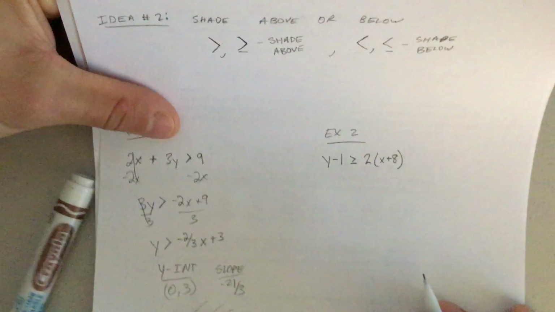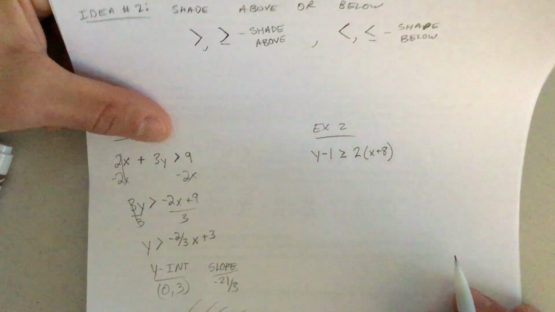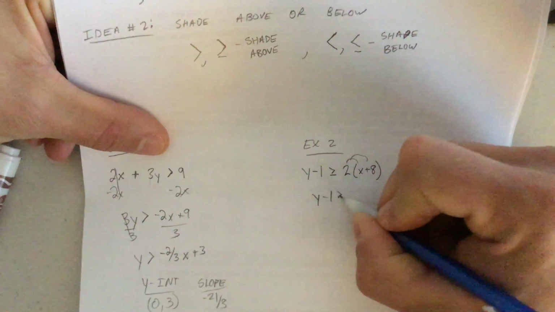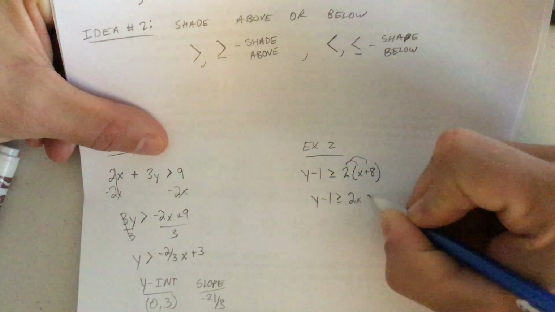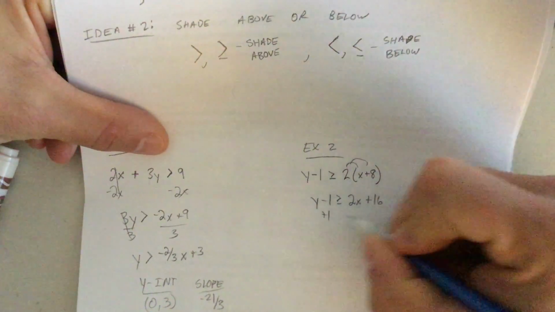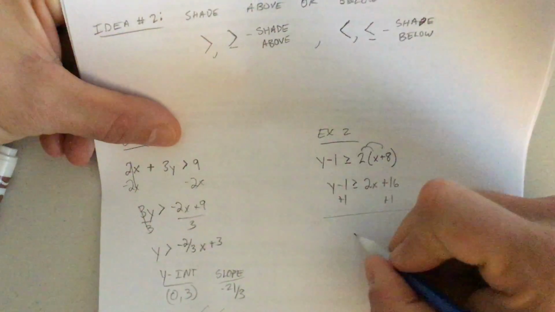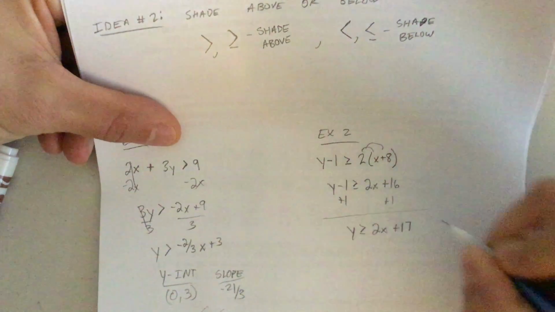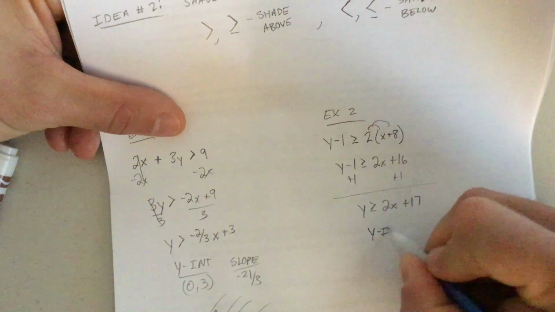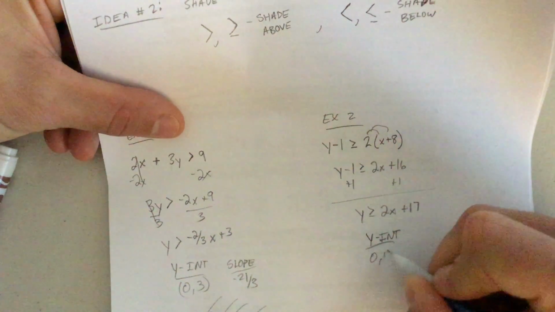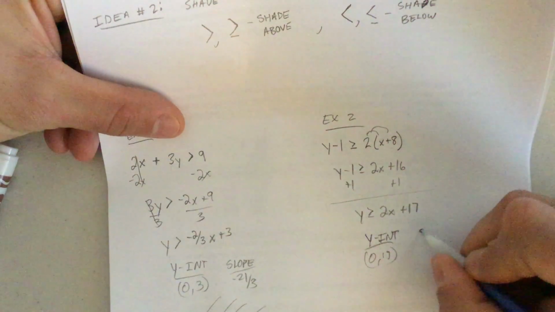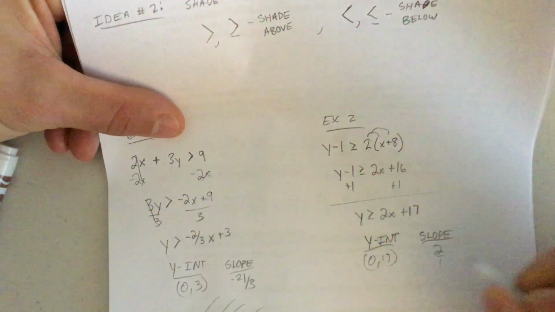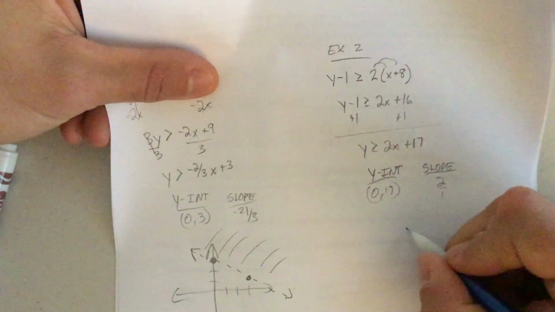Example 2, same idea, we have to solve for y. First I'm going to distribute here. We get y minus 1 is greater than or equal to 2x plus 16. I'm going to add 1 to both sides. We get y is greater than or equal to 2x plus 17. I have a y-intercept of 0, 17. That's going to be a lot of tick marks. And I have a slope of positive 2. If you want to put 2 over 1, you're welcome to, not a have to.